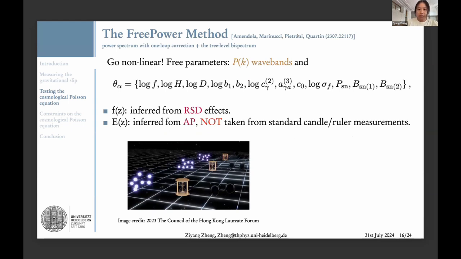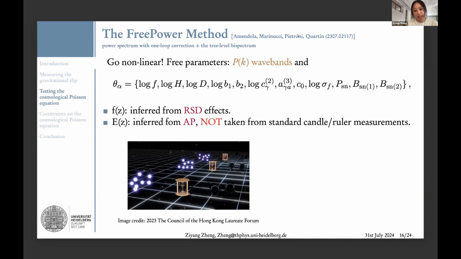In order to do that, we make use of this method from a paper by Luca, where they jointly use the power spectrum together with nonlinear one-loop corrections, and also include the bispectrum. They include this one-loop nonlinear correction in order to disentangle the growth rate f from the combination of f and the bias factor, and they use the tree-level bispectrum in order to enhance the precision.